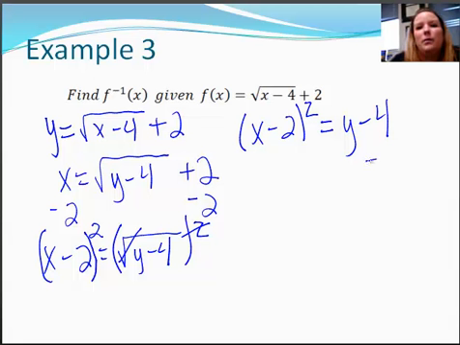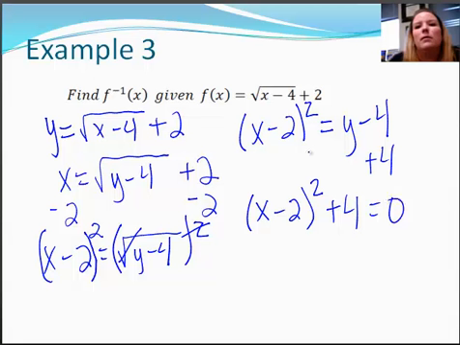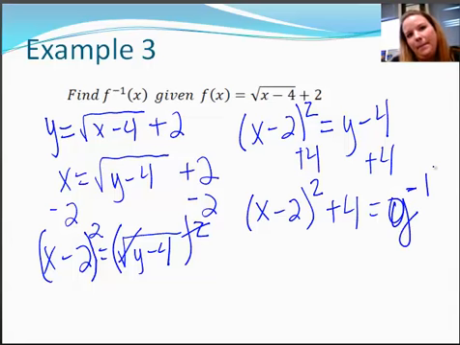Alright, I'm going to move the 4 to the other side. So my final solution is x minus 2 squared plus 4 is equal to y. There's a plus 4 over here. Okay? Not equal to 0. Equal to y. Excuse me. And that's your inverse. Okay?